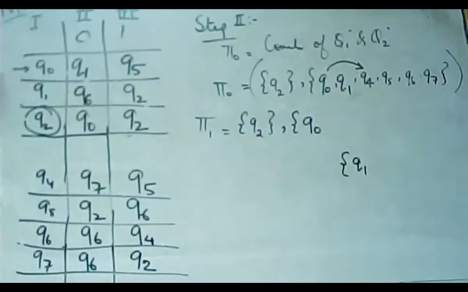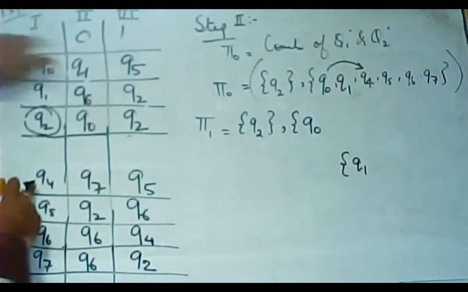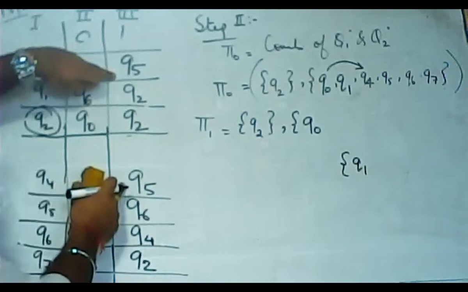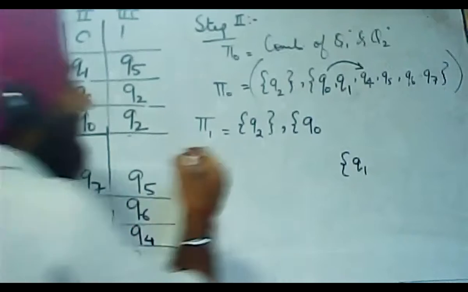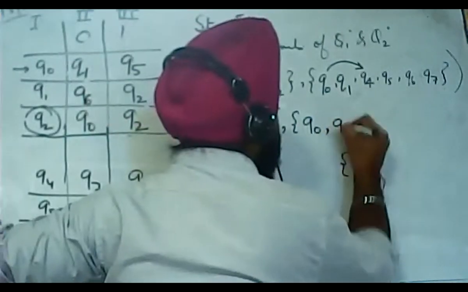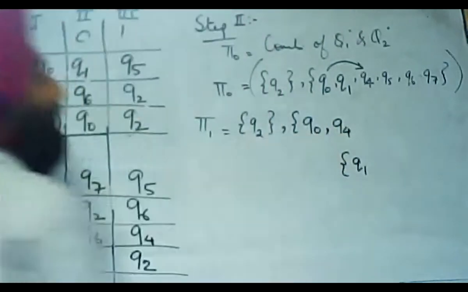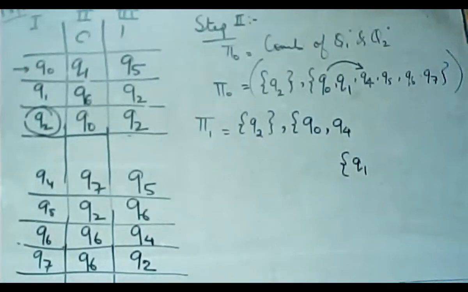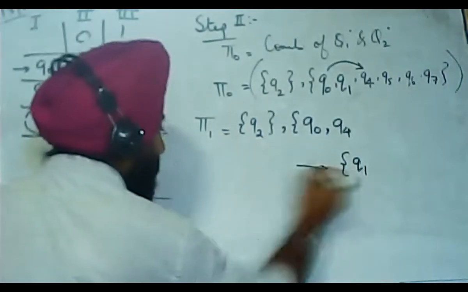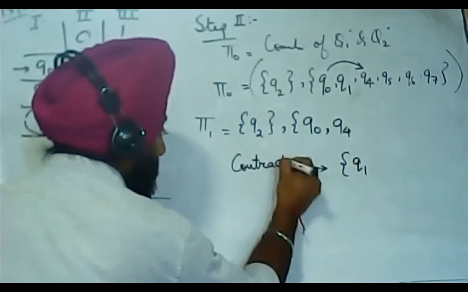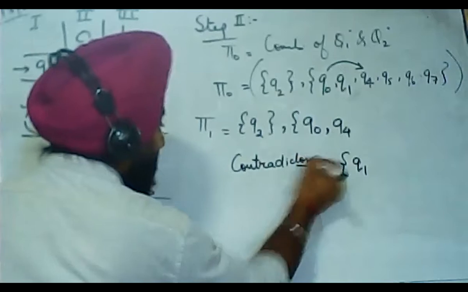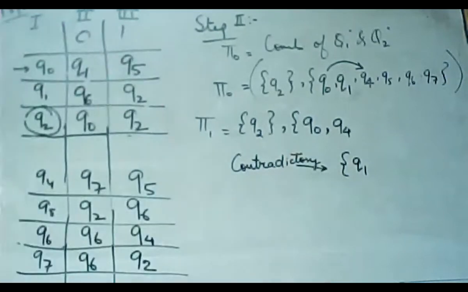The next value is Q naught, Q4. The second value is 5 and 5. The value is same, so it means it is again in the same set. So Q4 will be written with Q naught because both the values are in same set. No contradiction. And we have created this set for contradictory states, right?